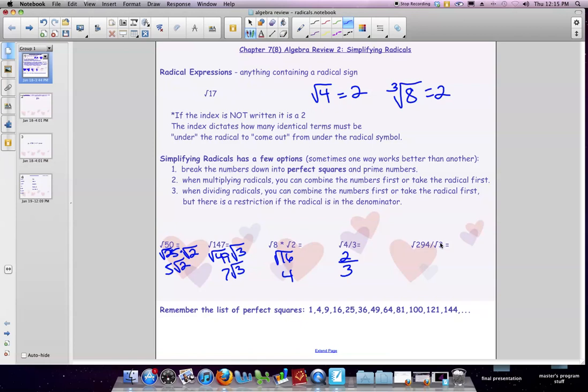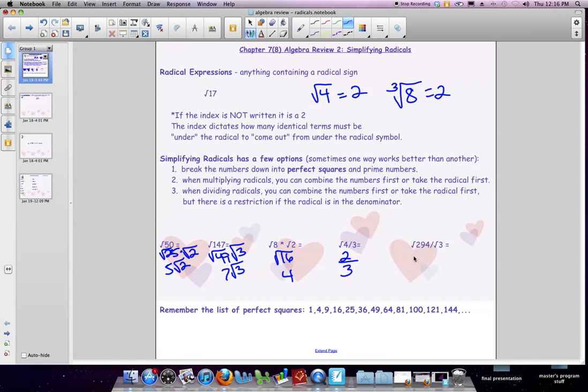When you're dividing, it's the same thing. 294, when I divide that by 3, I get 98. So 98, I can break down 98, but I might want to look and see if there's another option.